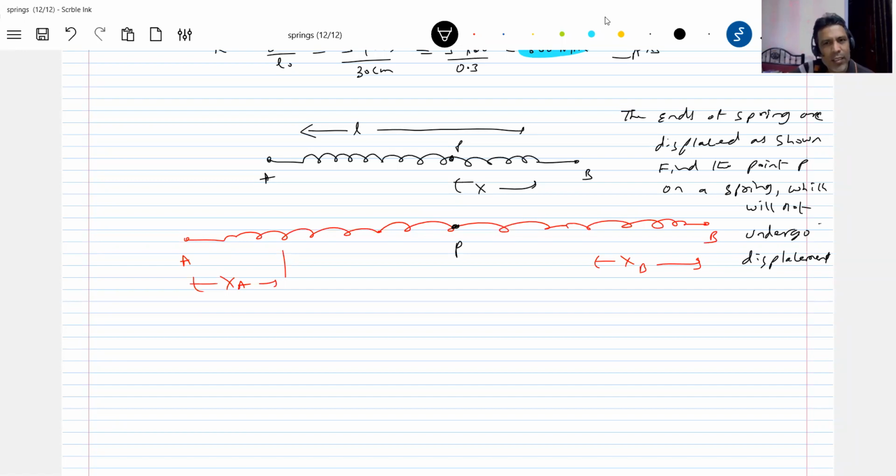Again, what is the formula? The strain in one part should be equal to the strain in the other part. So the formula will proceed here. Strain in the part BP should be equal to strain in the part PA. Now, what is the strain in the part?